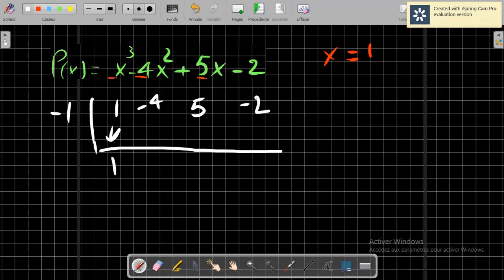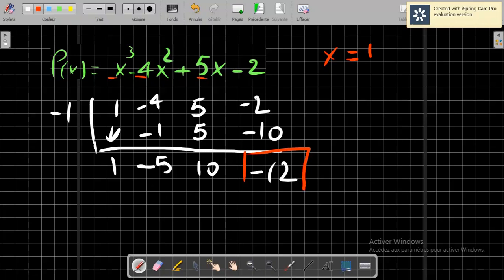So 1 times negative 1 is equal to negative 1. Negative 4 plus negative 1 is equal to negative 5. Negative 5 times negative 1 is equal to 5. 5 plus 5 is equal to 10. 10 times negative 1 is equal to negative 10, and negative 2 plus negative 10 is equal to negative 12. This time this is not equal to 0. You have negative 12, so you would say that x is equal to negative 1 is not a real 0, is not a root of p(x).